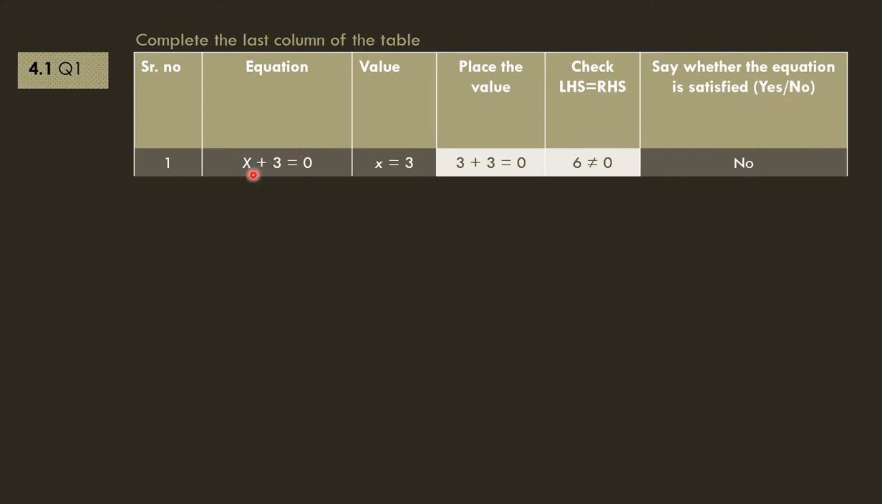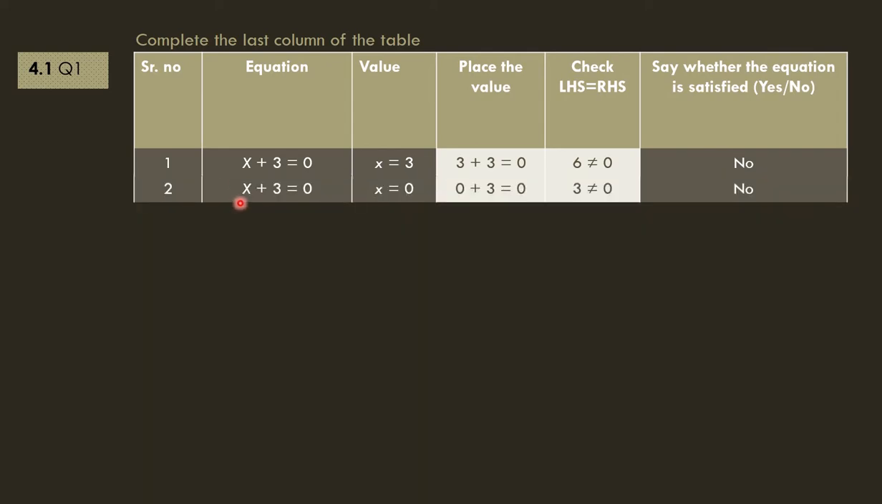Let's start with the first equation, that is x plus 3 is equal to 0 and the value of x is 3. Now let's put this value of x into the given equation. So it will become 3 plus 3. In the place of x I am going to write 3. So LHS will be 3 plus 3, that is 6. But you can check the right hand side is 0. It means 6 is not equal to 0. Same way I can see that LHS is not equal to RHS. That's why the equation is not satisfied. That's why you have to write no as the answer in the third column.